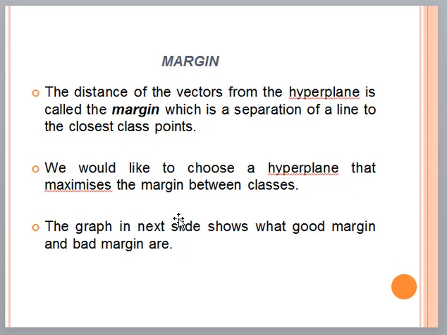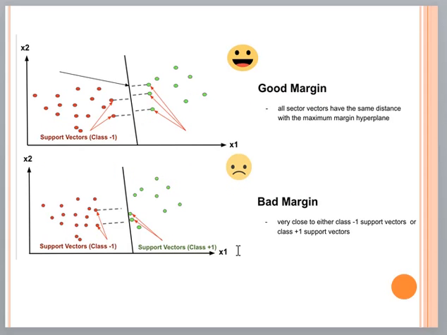Now, what is a margin? As I have explained earlier, margin is the distance of the support vectors to the hyperplane, right? So it's the distance from the instance or data point to the separating line. We would like to choose a hyperplane that maximizes the margin between classes. So the key point is that we want to select a hyperplane which has maximum margin from the data points to the hyperplane. The graph in the next slide shows what good margins and bad margins are. So let's see in this figure what are good margins and what are bad margins.